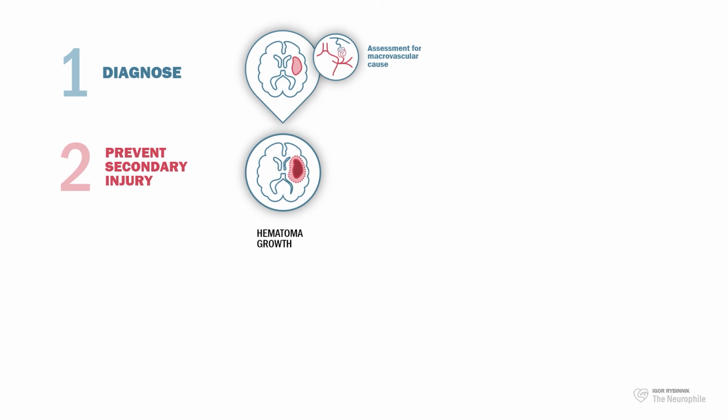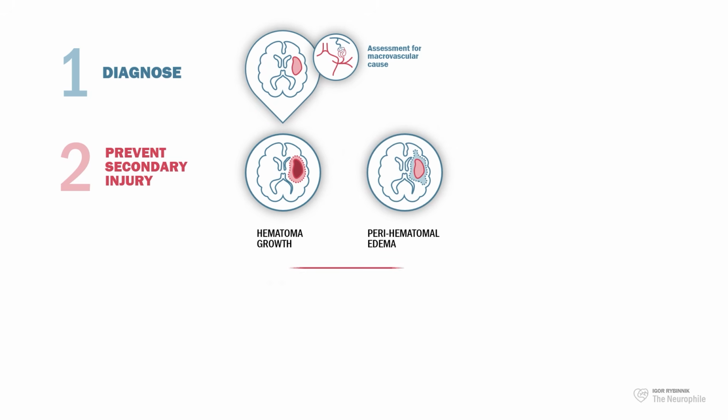Hematomas can expand, especially within the first 3 to 6 hours. Edema may also form around the hematoma. Together, those mechanisms can compress nearby brain tissue, causing increased intracranial pressure and even herniation.